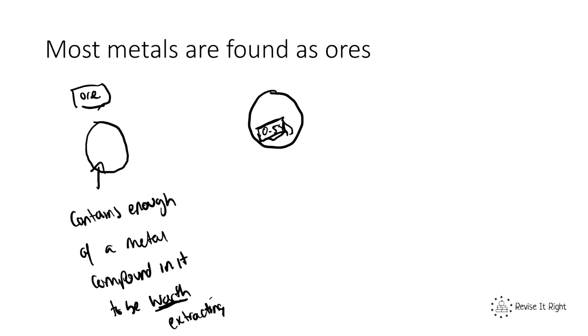However, if we find a rock that contains lots of metal, and we will make more profit from the metal than we do from extracting it, then it is worth it, and therefore we consider that rock to be an ore. Okay, and now most metals are actually found in the form of an oxide, so they're metal oxides. So for example, iron could be found as iron oxide, and we really need to be able to extract this from the ore. Okay, and this is what we consider the ore, the oxide. Okay. But it's really, really important to note that it's only considered an ore if it contains enough of a metal compound to be worth extracting.